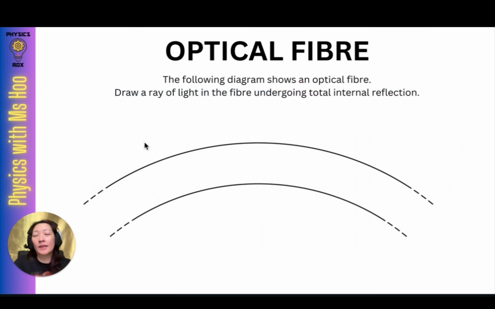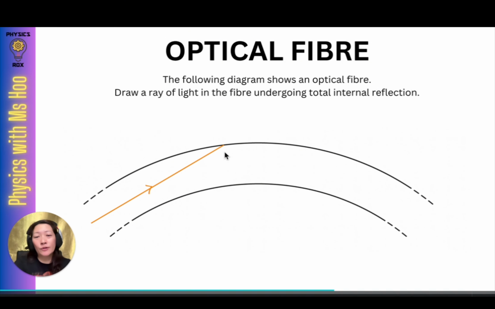So sometimes in an exam question, you might be given a diagram of an optical fiber and you're required to draw a ray of light in the fiber undergoing total internal reflection. Just going to show you how to draw that ray of light. You draw a ray of light starting from one end and make it go straight until it touches the boundary here. Now it's always good practice to draw an arrow to indicate that's the incident ray. That means we're showing where the light ray starts from and where it ends up at.